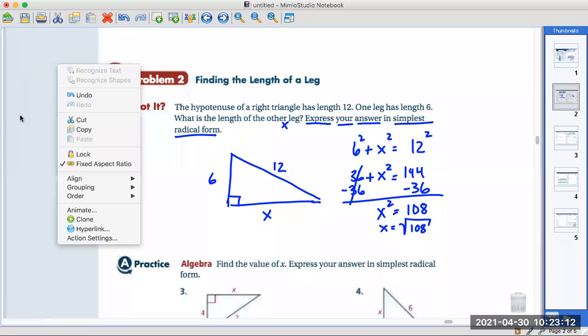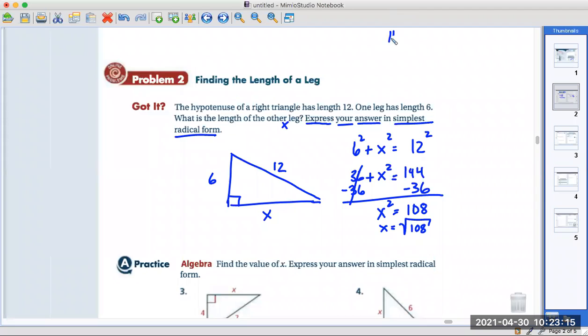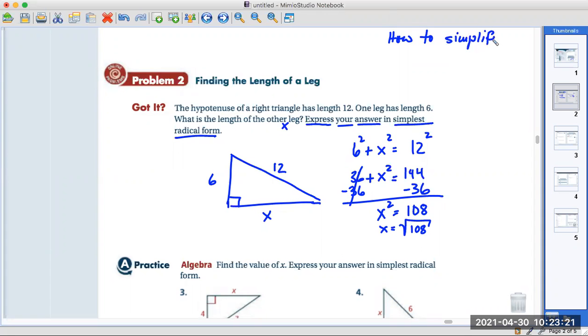So I want to give you a little review how to simplify a radical or square root. So in our case, we have 108. And that's not a perfect square. In other words, you will not get a whole number answer. Try it out in your calculator.